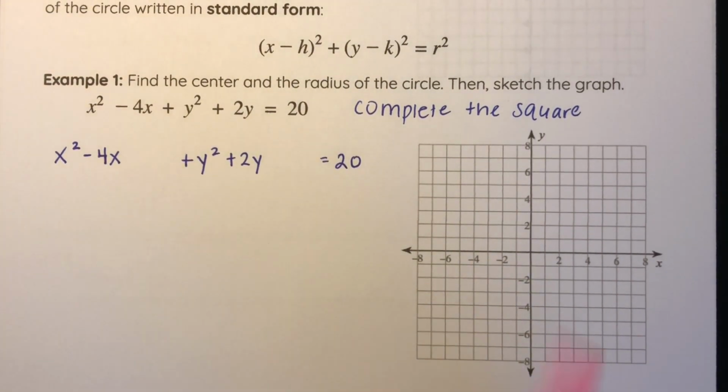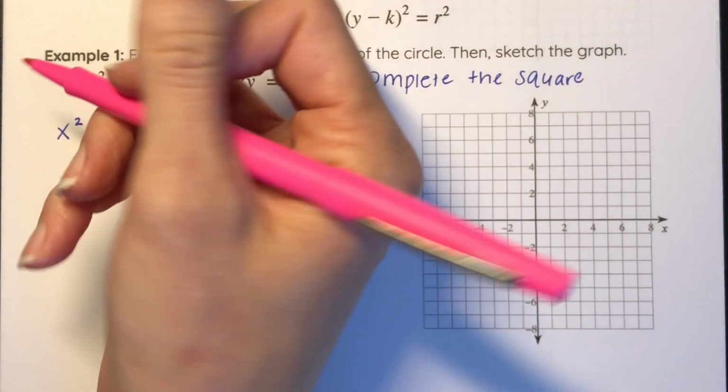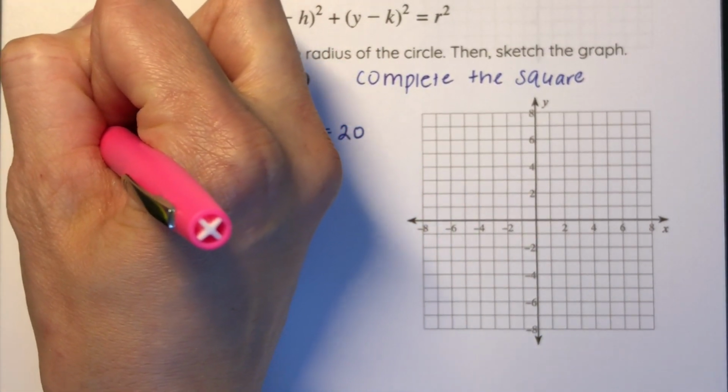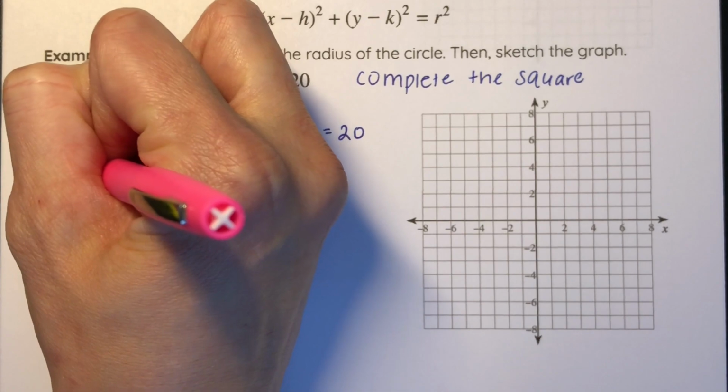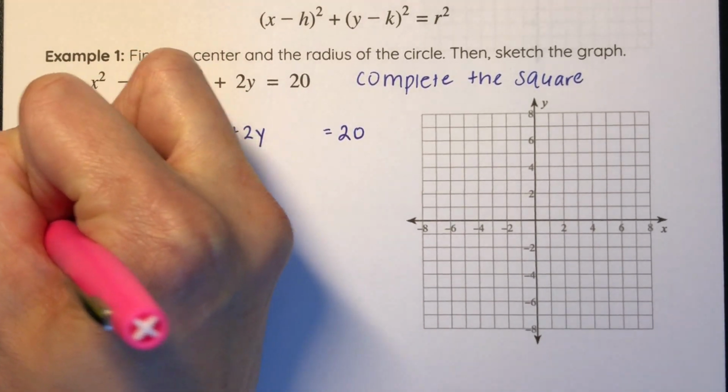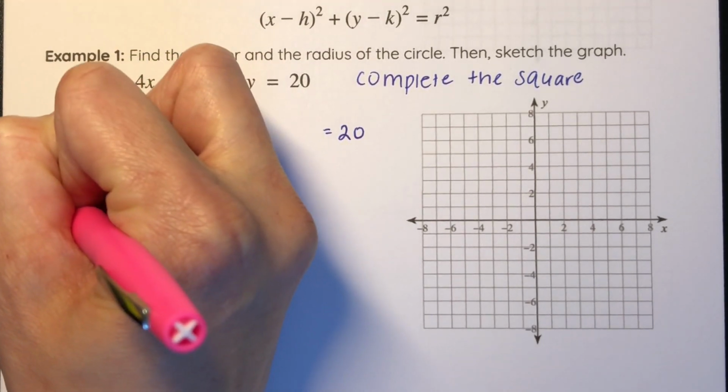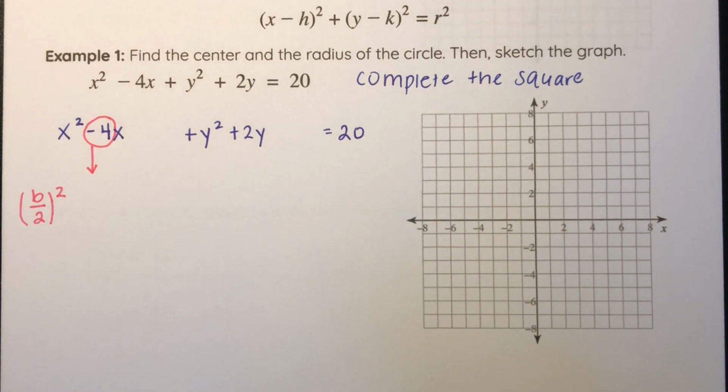If you remember from our work from last week, when we're completing the square, we take our b value and we divide that by 2, and then we square it. And that tells us a couple different things. Remember, it tells us how to factor our trinomial, and it also tells what constant we use to add.